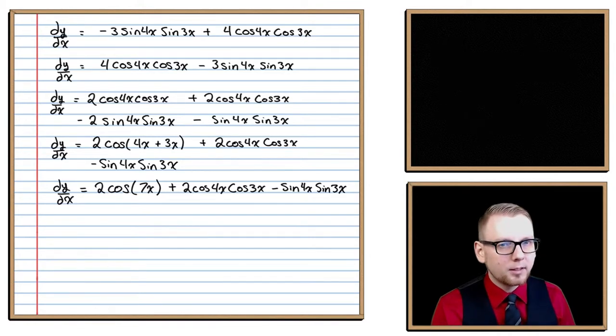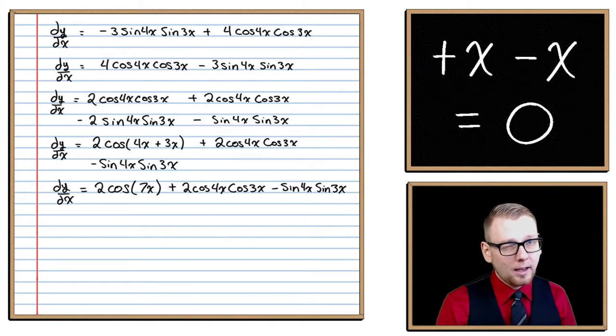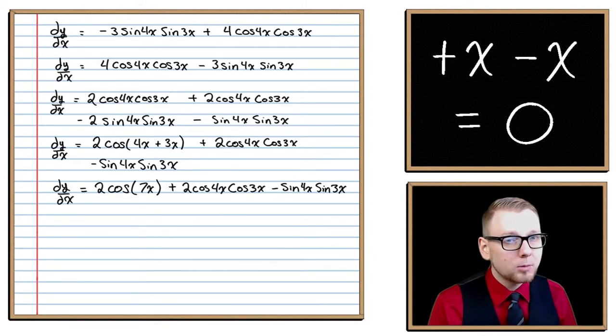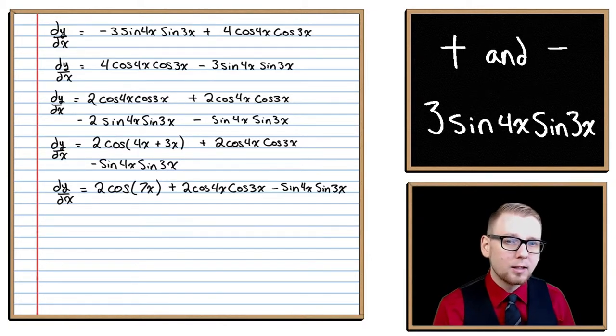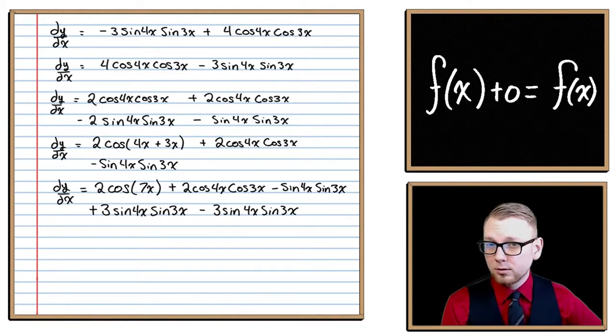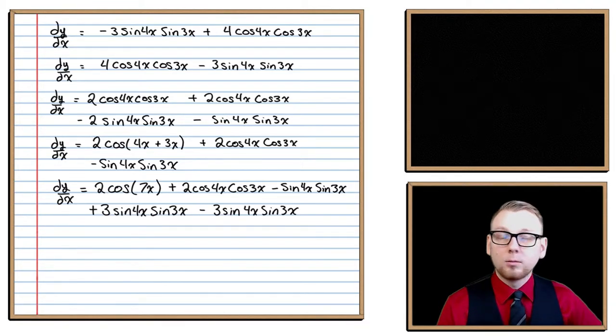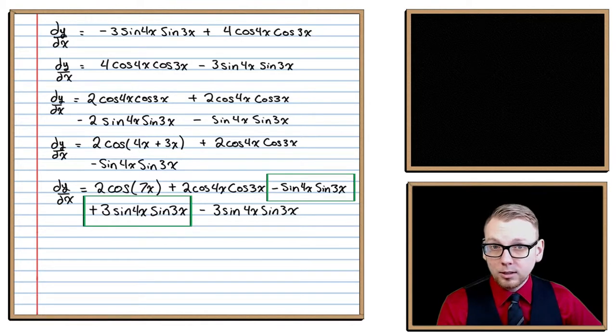To simplify again, now we're going to add by 0. We're going to add and subtract the same term, but we're going to add and subtract 3 of the sine 4x sine 3x. Since we're adding 0, this doesn't change the equation at all. Yet, it helps us simplify the expression. We have a minus sine 4x sine 3x, and we have a plus 3 sine 4x sine 3x. So let's add those two together.